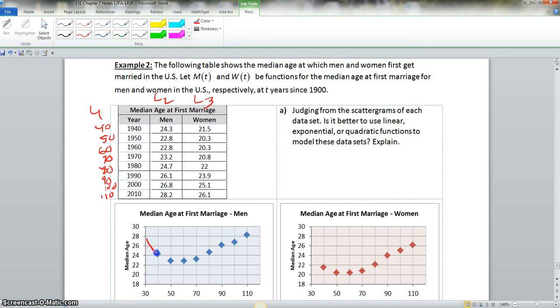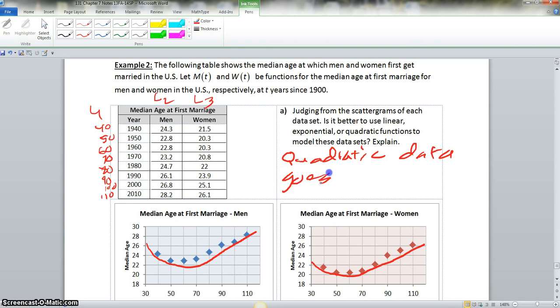Okay, here if you notice, we go down, and then we go up. We go down, and then we go up. So we know that that is quadratic. And it's because the data goes down, then back up.